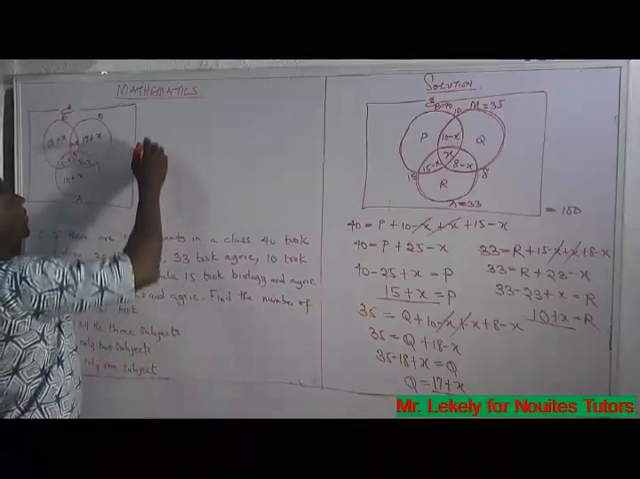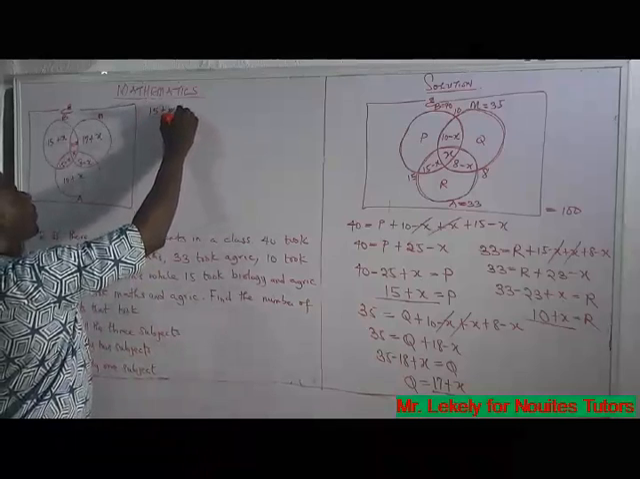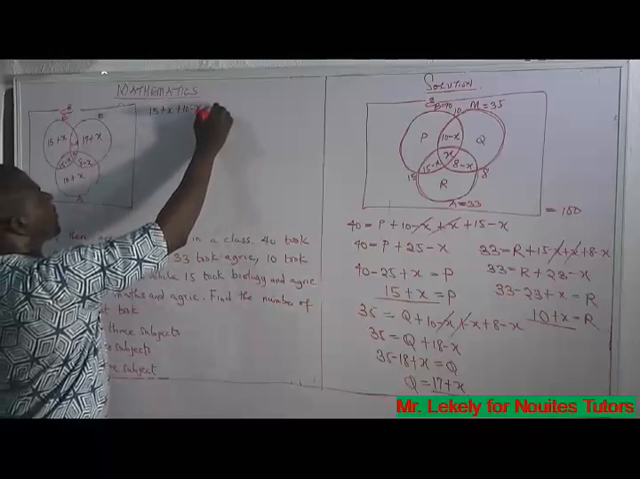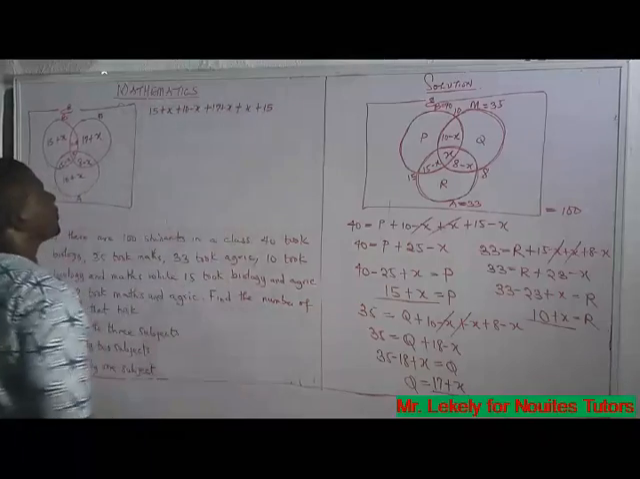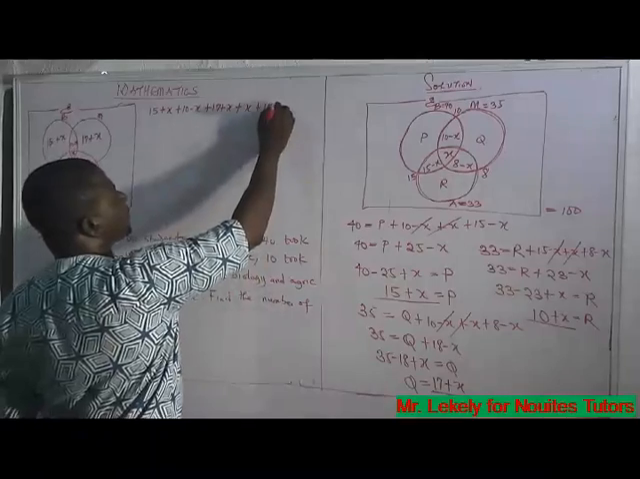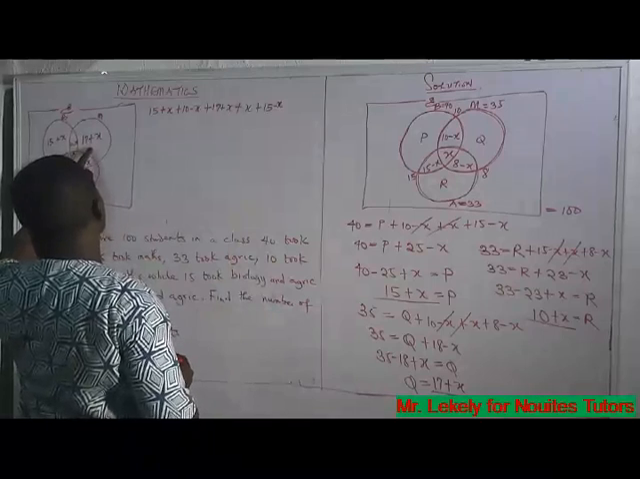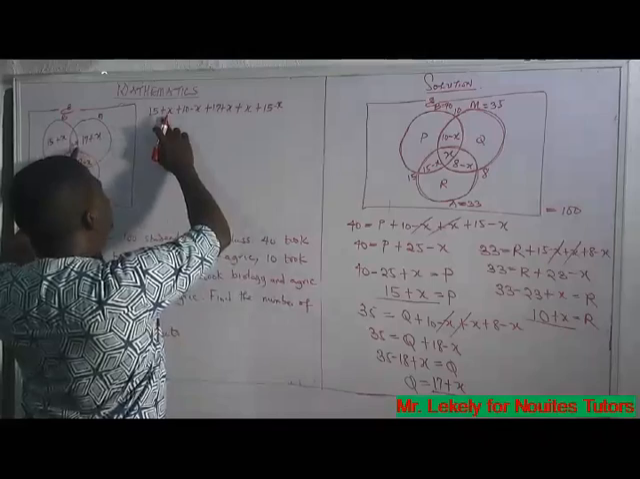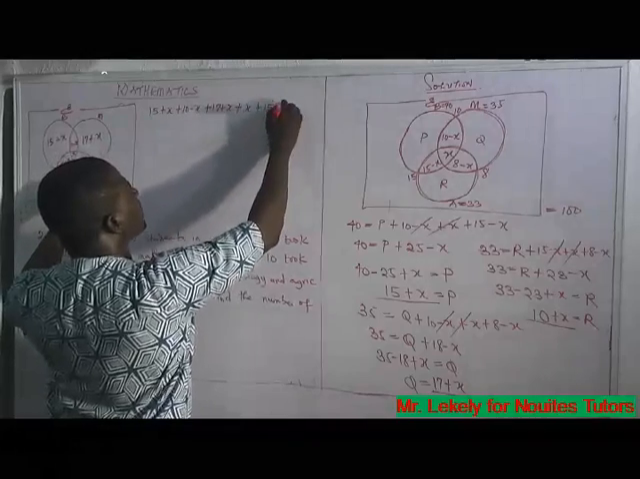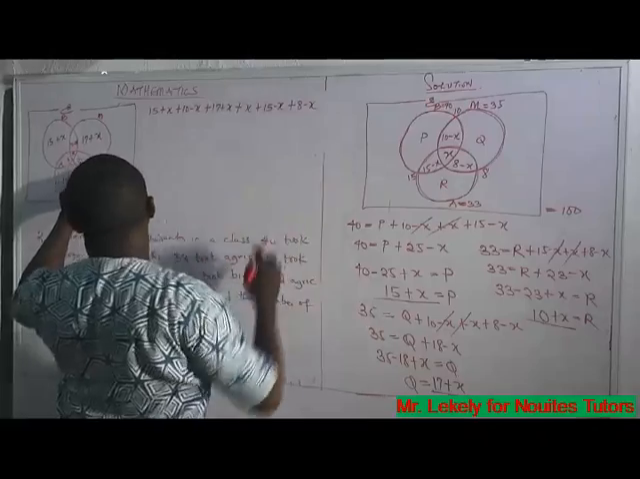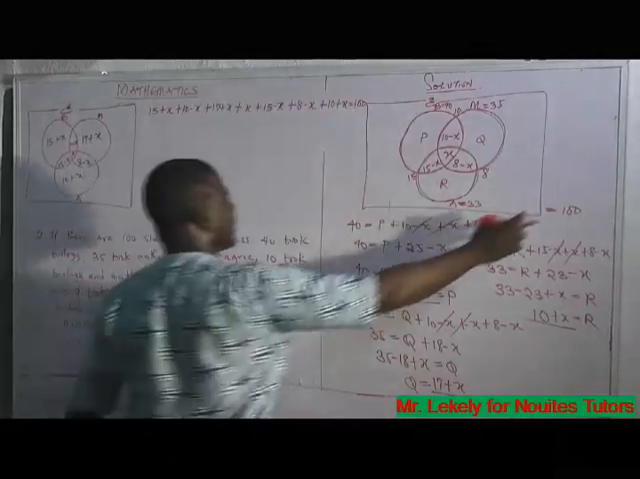So with this, I'm now going to have 15 plus X, 10 minus X, 17 plus X, then X, 15 minus X, plus 8 minus X, then plus 10 plus X. Everything is equal to 100, which is the total number here.